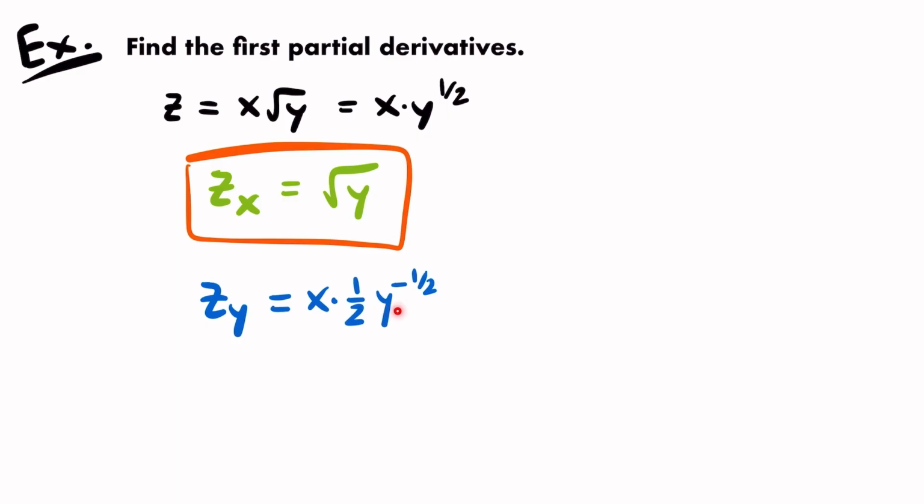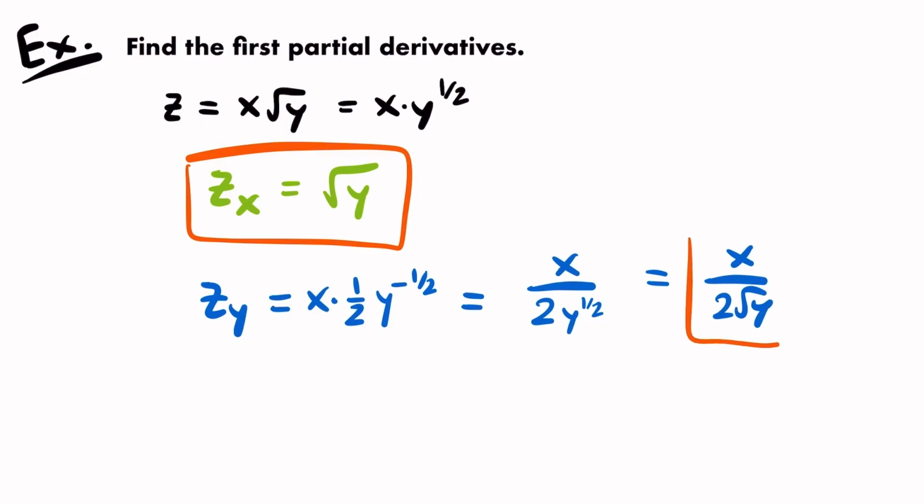You can move this y to the power of negative 1/2 to the denominator so that the power is positive. So this would be x divided by 2 times y to the 1/2 power. And then you can rewrite that to be the square root of y, and you'd get x divided by 2 square roots of y. That right there would be the partial derivative with respect to y of this function.